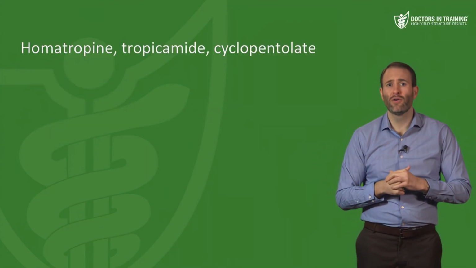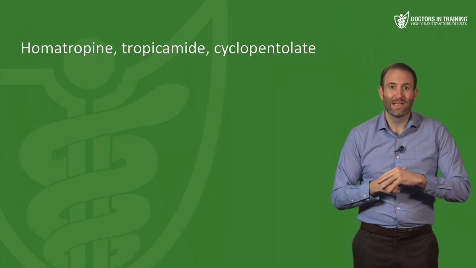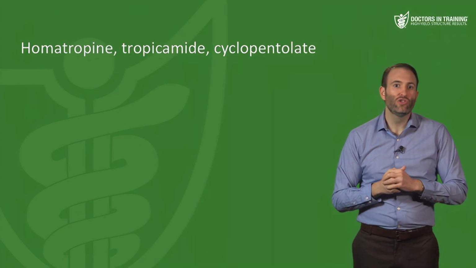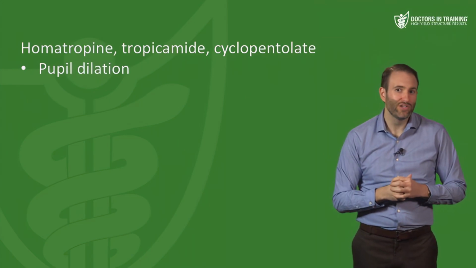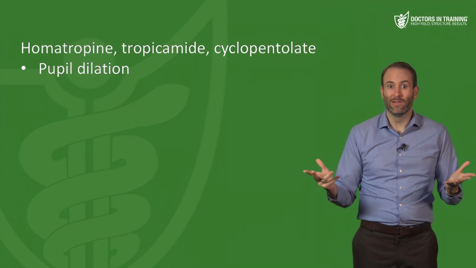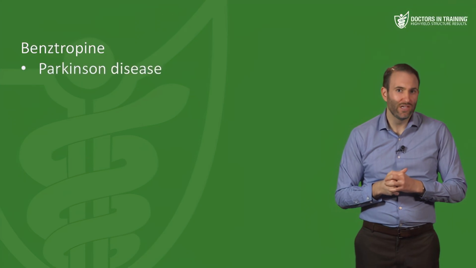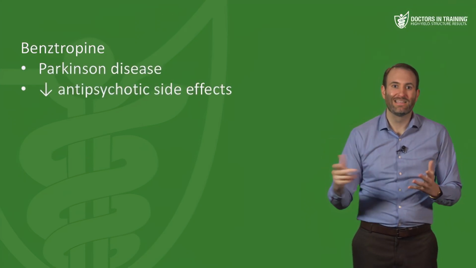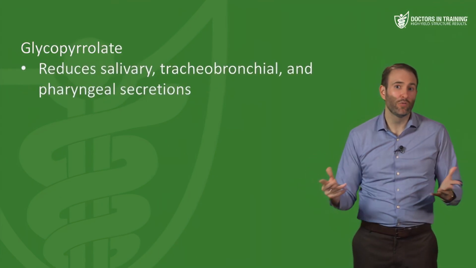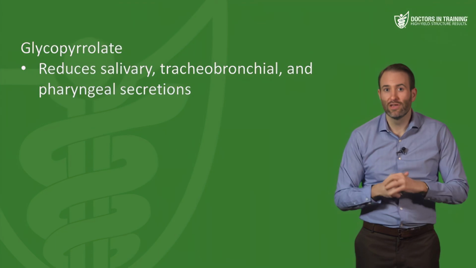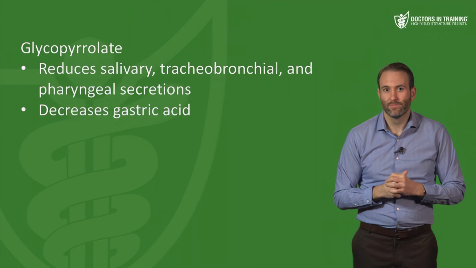Now let's talk about some other anti-muscarinic drugs, including things like homatropine, tropicamide, and cyclopentolate. So these are used topically to dilate the pupil. They have a much shorter duration than atropine, therefore they are used a lot more often nowadays. Next, we have benztropine. This is used to help treat Parkinson's disease and also to help reduce the side effects of antipsychotic medication. Glycopyrrolate, so this is used in anesthesia to help reduce salivary, tracheobronchial, and pharyngeal secretions. It can also be used to help decrease gastric acid production.